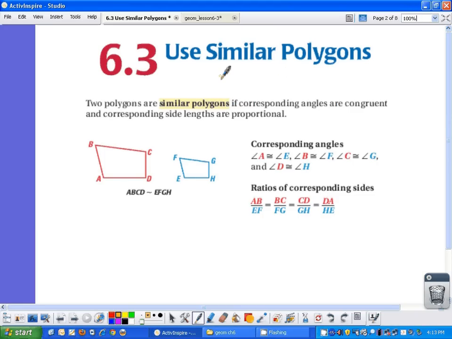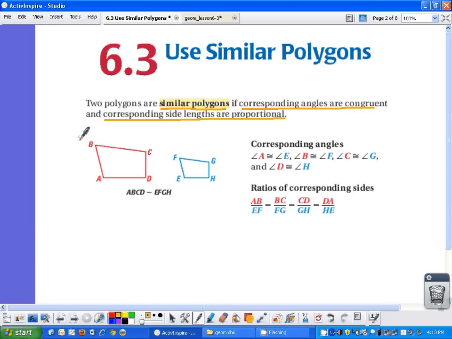We're learning geometry, lesson 6.3, using similar polygons. So first of all, we have a definition. Two polygons are similar polygons if the corresponding sides are congruent and corresponding side lengths are proportional.